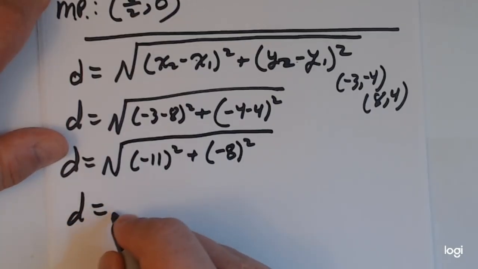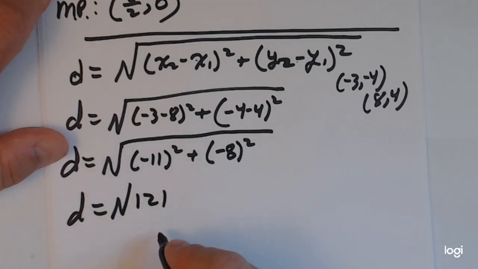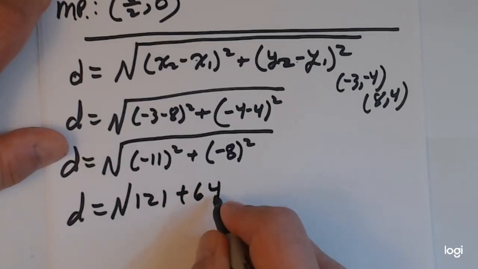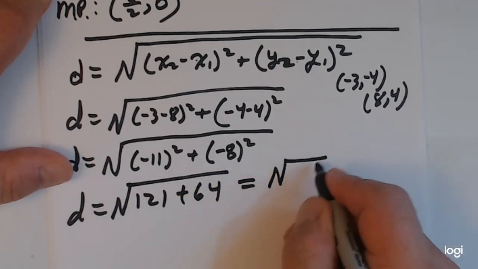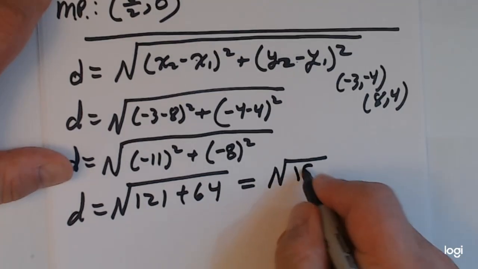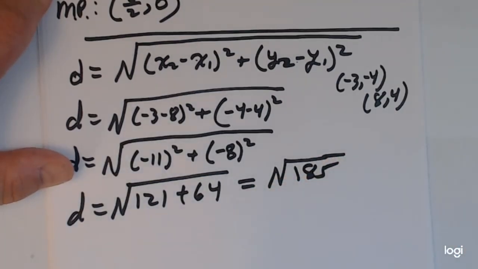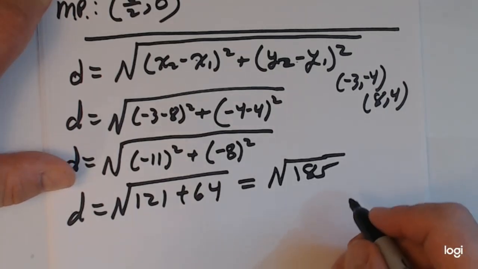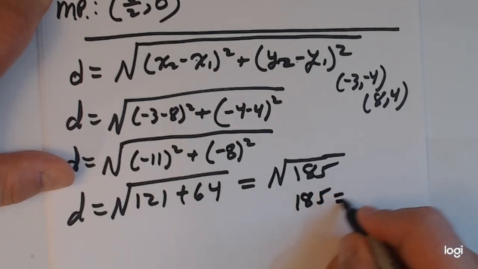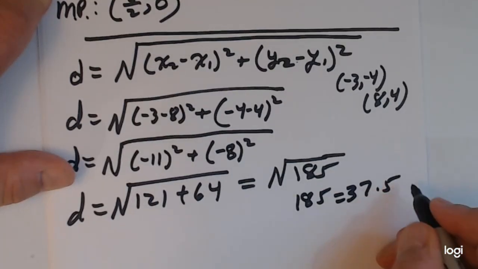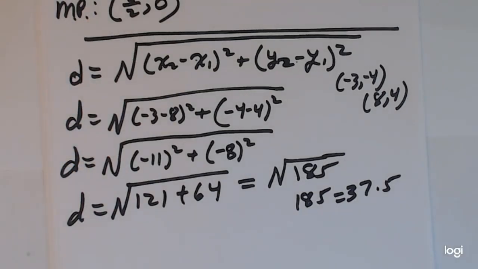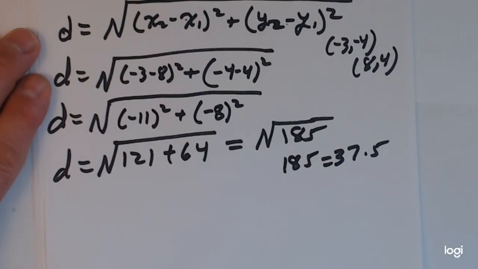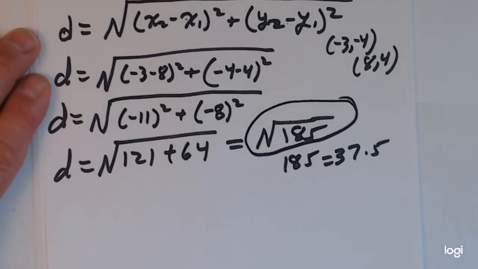So d is equal to the square root of 121, which is 11 squared, plus 64, which is equal to the square root of 185. And I happen to know that 185 is equal to 37 times 5. So there's nothing we can do about 185. That's its prime factorization. So square root of 185 is as good as it gets on this one.